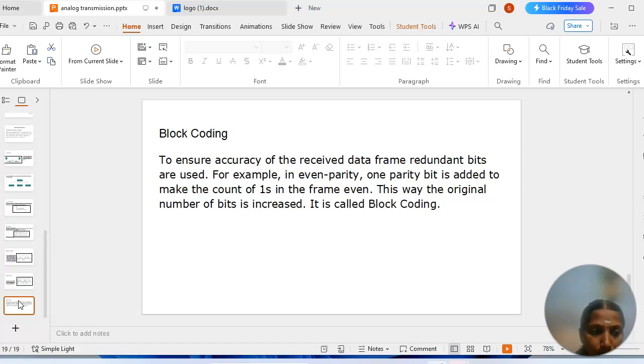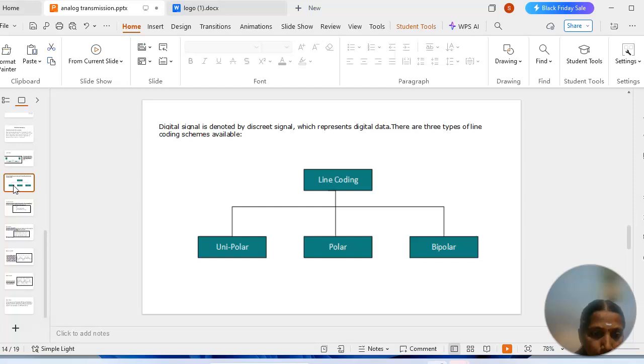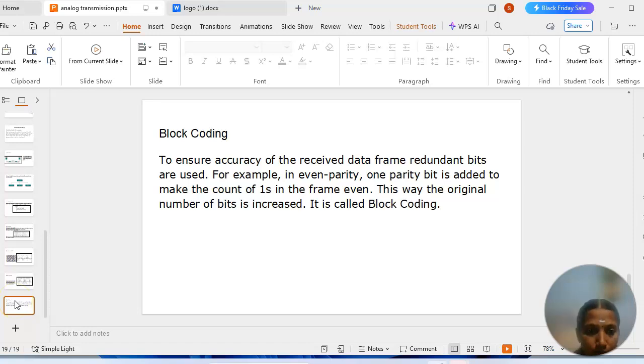Next one, block encoding. Here we have seen line encoding: unipolar, polar, bipolar. Next, block encoding. In block encoding, to ensure the accuracy of received data, redundant bits are used. For example, in even parity, one parity bit is added to make the count of 1s in the frame even. This way the original number of bits is increased. So it is called block coding. Thank you.